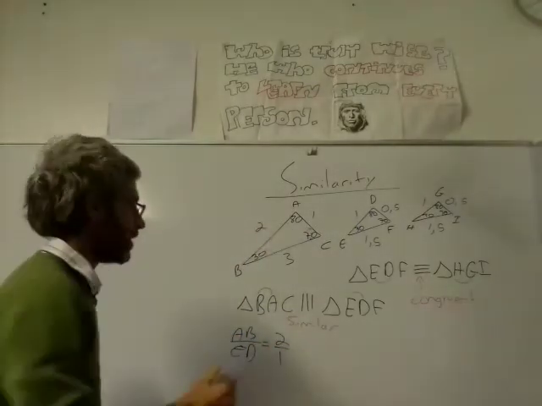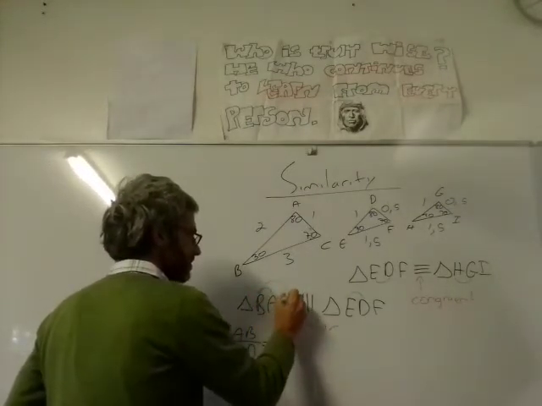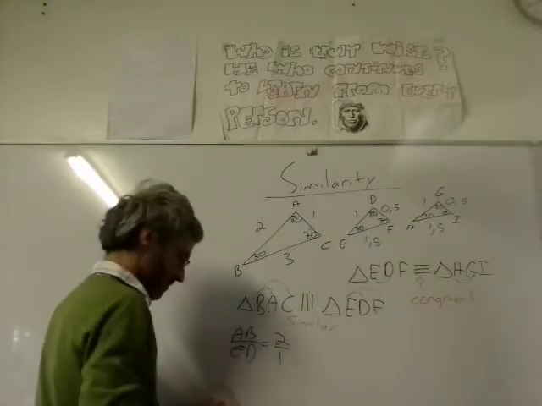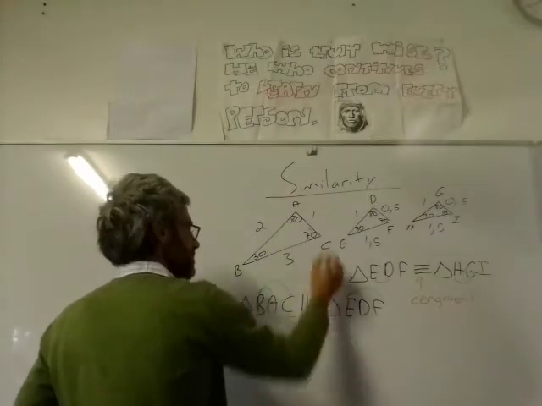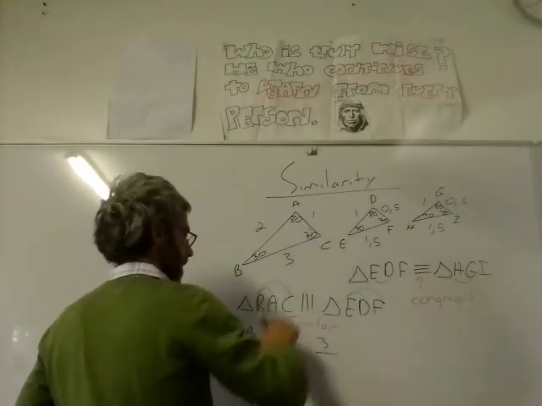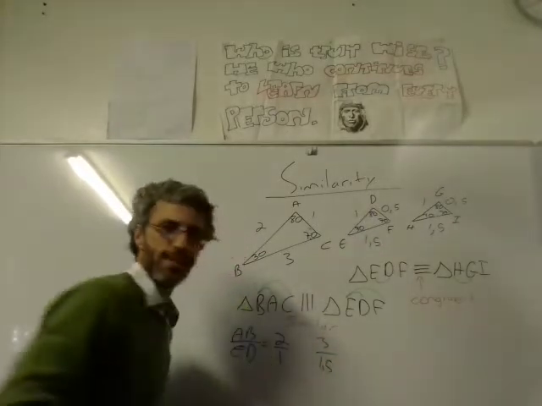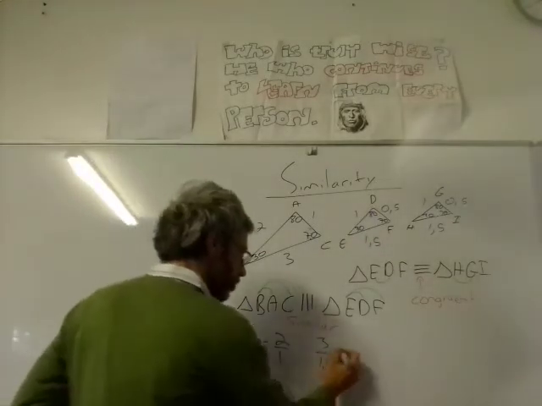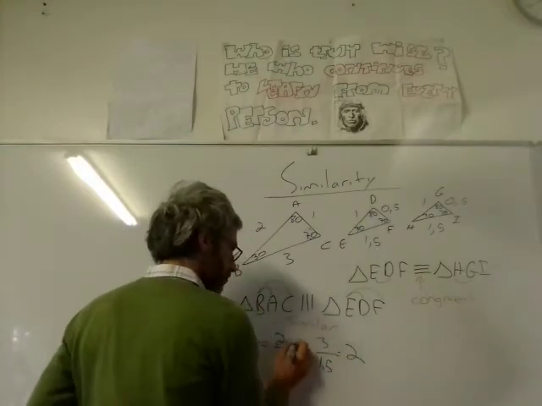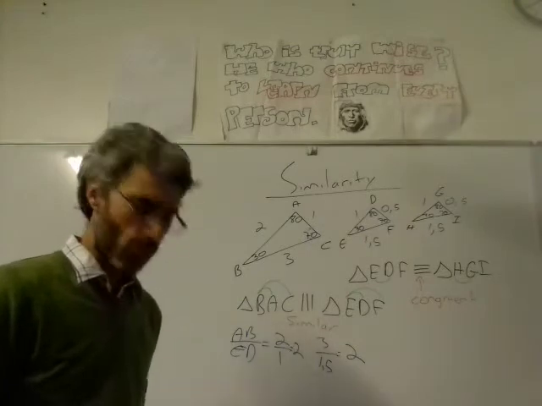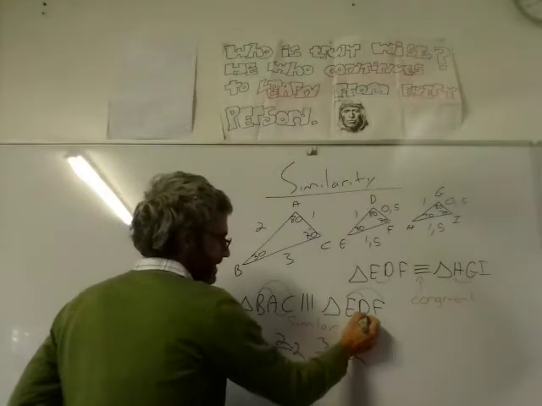Now let's have a look at another side. Let's have a look at BC and therefore EF. Let's see if they're equal. BC is 3 and EF is 1.5. Obviously, they're not the same. But if I find the ratio, 3 over 1.5 is 2, just like 2 over 1 is 2. That's interesting. Let's try one last side, AC and DF.